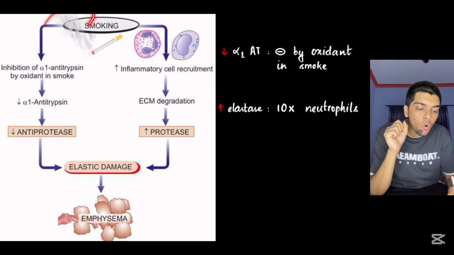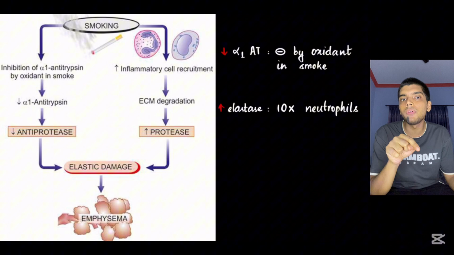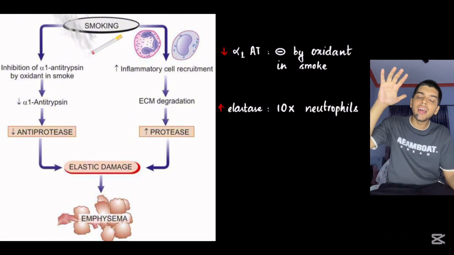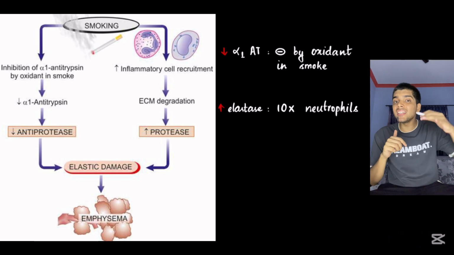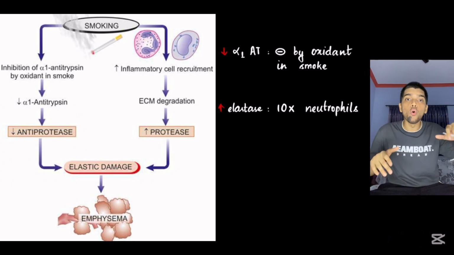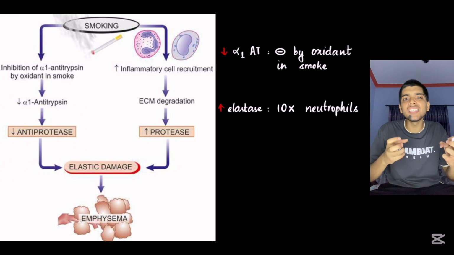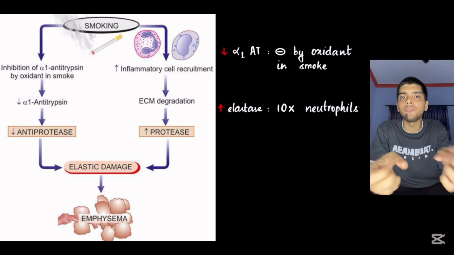Second, the smoke produced contains oxidants, which inhibit the activity of alpha-1 antitrypsin. So there is reduced activity of anti-elastase. So there was an increase in elastase, and now there is also reduced activity of anti-elastase, overall leading to increased destruction of elastic fibers, resulting in emphysema.